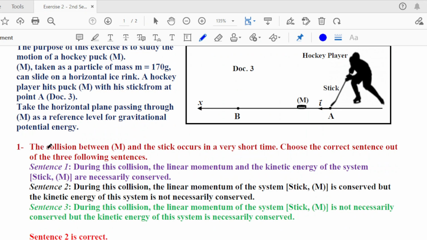1. The collision between M and the stick occurs in a very short time. Choose the correct sentence out of the three following sentences.